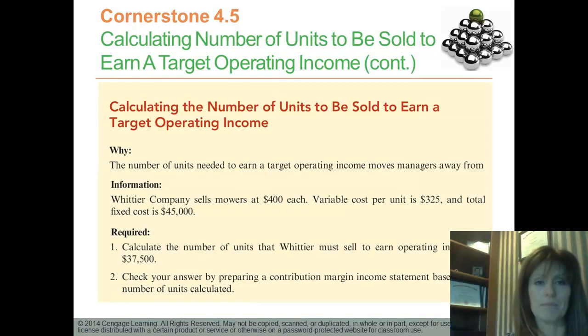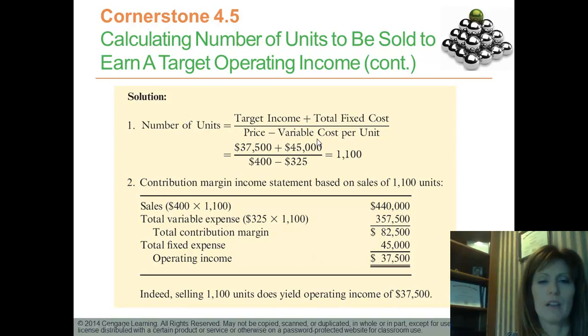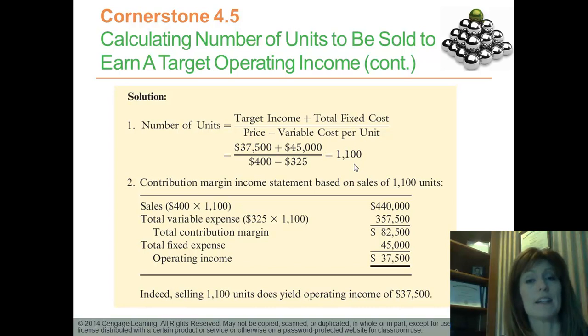Okay, so how about if I don't want to make 0, I want to make some money? How do I calculate that? Again, for the Whittier company, now we want to make $37,500. Now all I do is take that same break-even formula, add what I want to make, that target income, on top of my fixed cost, and divide by the same price minus variable cost. Now I get that I have to sell 1,100, which makes sense. If I need to cover more, I need to sell more units. We would expect that to be higher than our earlier break-even answer. So again, we have to use some common sense here.